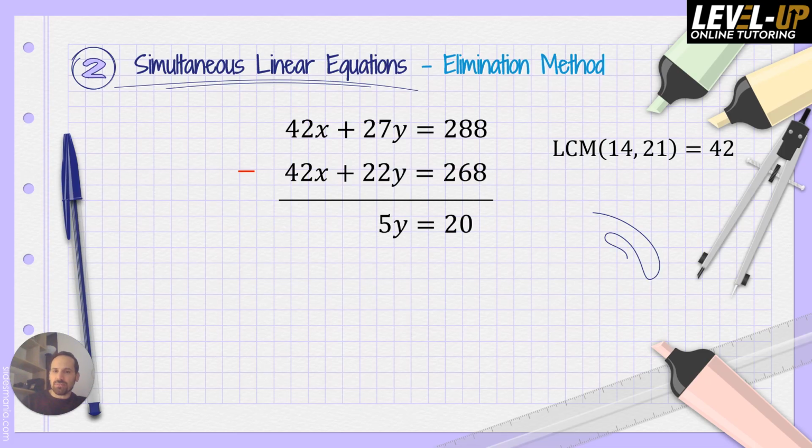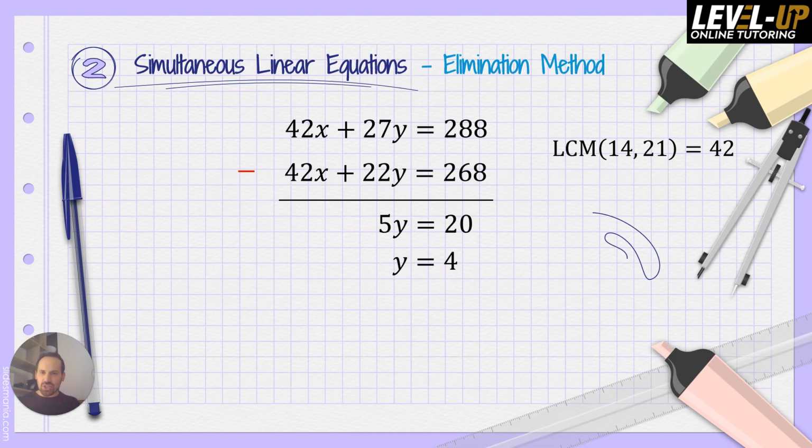Now we can do that subtraction, and you see it all comes down quite simply. 42x minus 42x is going to disappear. Good, that's what we wanted to happen. 27y minus 22y gets a 5y. 288 minus 268 leaves us with 20. And so we've got this simple little equation: 5y equals 20, therefore y equals 4. You could divide both sides by 5. And as usual, that's the tricky part done.